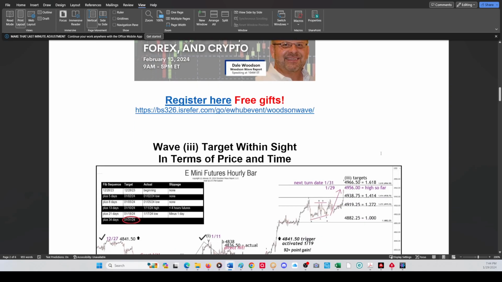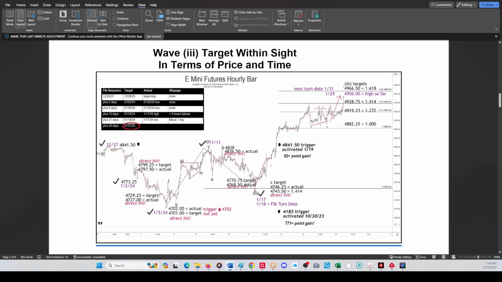Okay, we've got the Wave 3 target within sight in terms of price and time. Here is that Fibonacci time spiral in the left corner. You can see the 1228, 1227 if you want to look at cash or futures, back here at 48.41. All right, there's the 1-2 turn date.